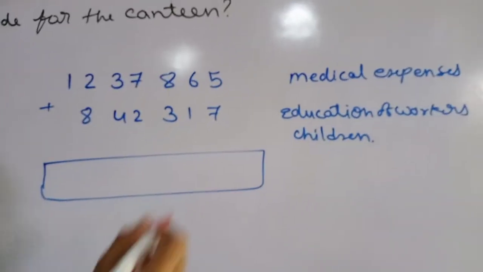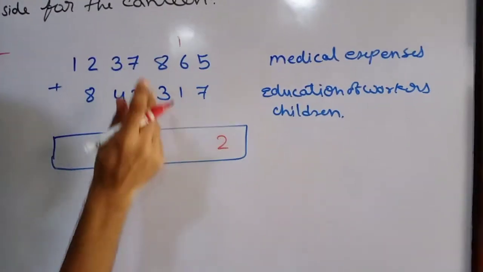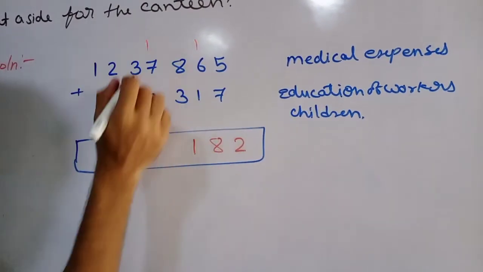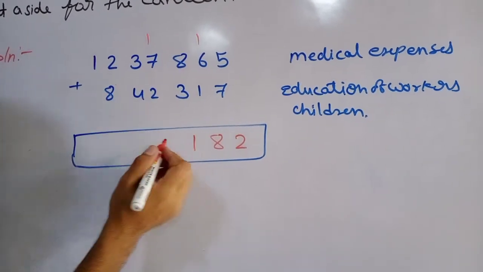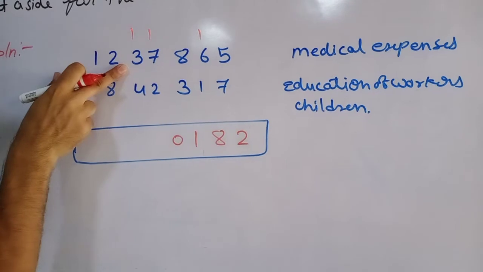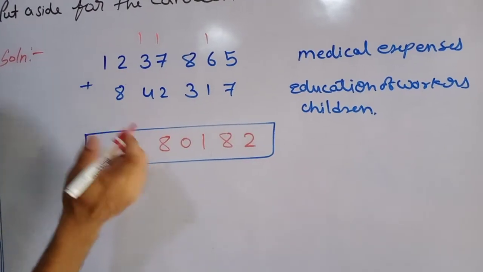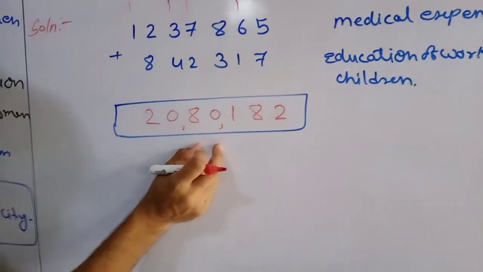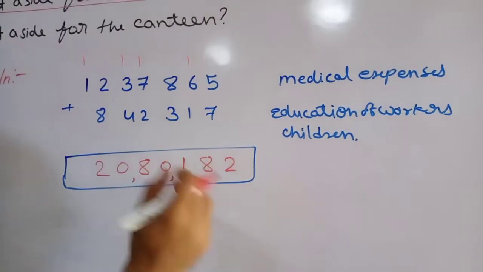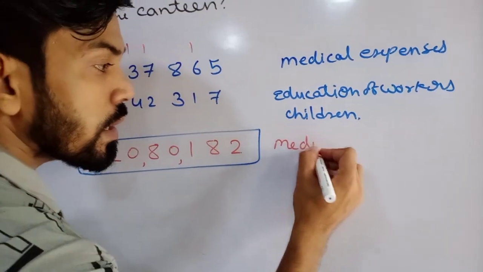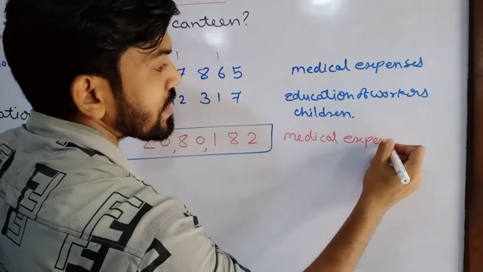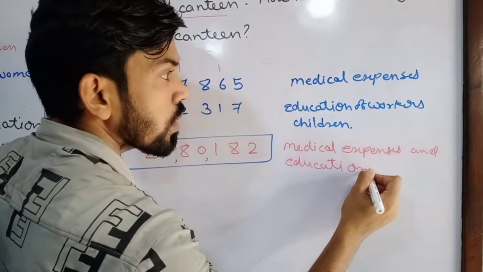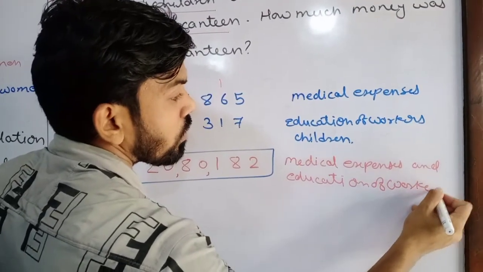Let's start. 5 plus 7, 12, 1 carry. 1 plus 6, 7 plus 1, 8. 8 plus 3, 11, 1 carry. 7 plus 1, 8 plus 2, 10, 1 carry. 1 plus 3, 4 plus 4, 8. 2 plus 8, 10, 1 carry. 1 plus 1, 2. That is 20,80,182. That is medical expenses and education of workers' children.